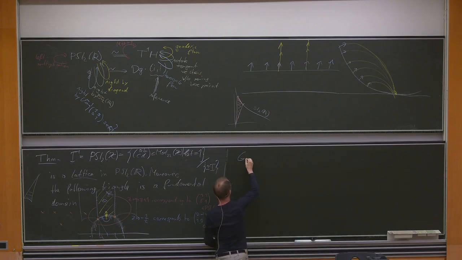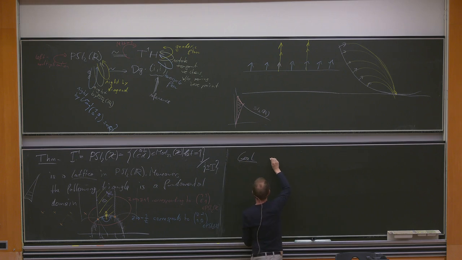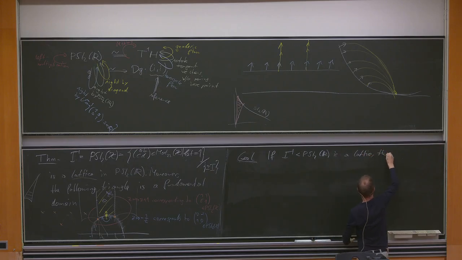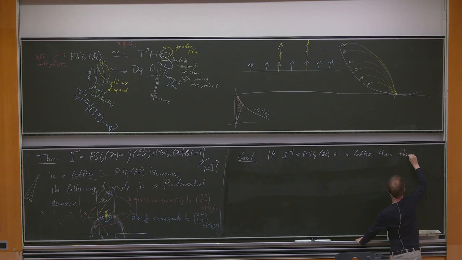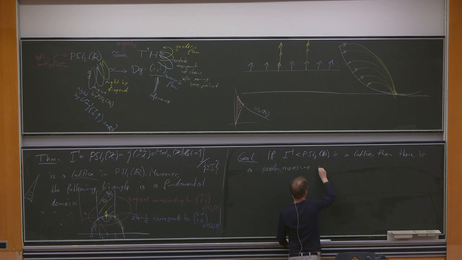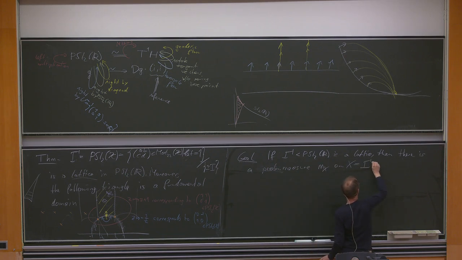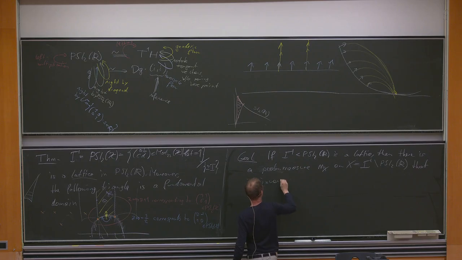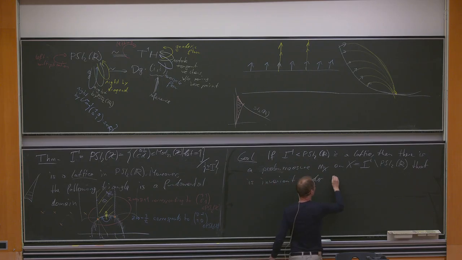Okay, so the next goal is: if gamma is a lattice, and we have an example, then there is a nice probability measure mx on the quotient of PSL2R by gamma that is invariant under PSL2R.